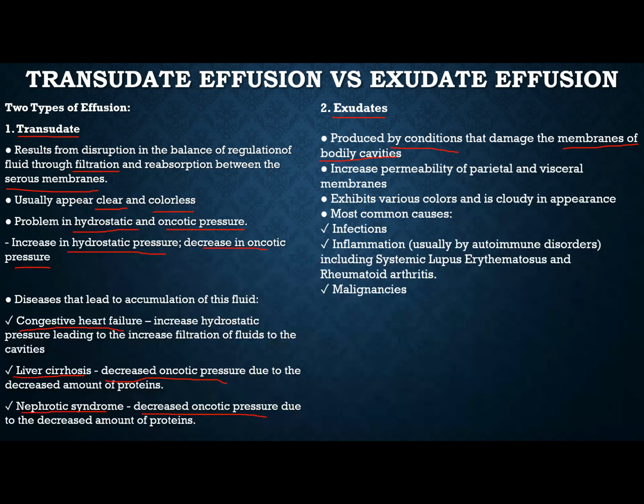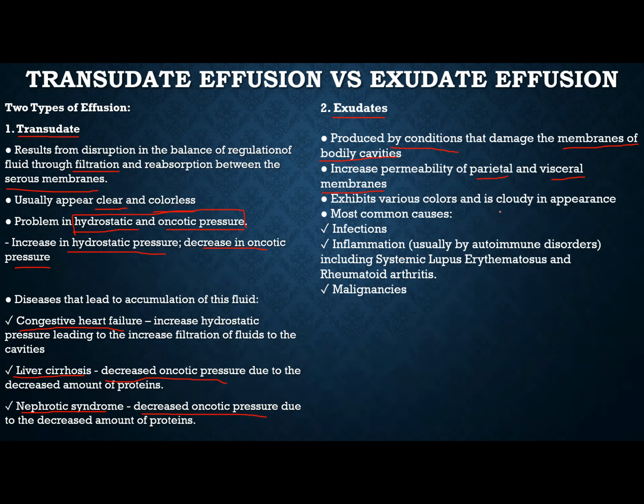So just a recap class, when it's a transudate, the problem is between the two pressures, the hydrostatic and oncotic pressure. It could be an increase in hydrostatic or a decrease in oncotic. But if it's an exudate class, there is damage to the membranes of the body cavity. There would be an increased permeability of the parietal and visceral membrane. So the problem here is the parietal and the visceral membrane. There is an increased permeability.